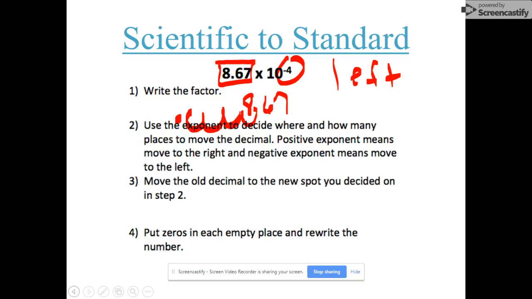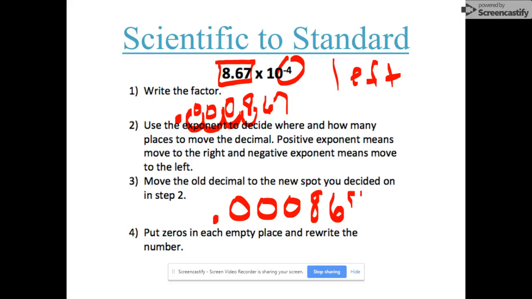So I'm going to go ahead and fill in those 3 empty spaces with zeros. My new number is going to be 0.00867. Notice that my original decimal that was with the 8.67 is no longer there. That decimal literally moved. Think of your decimal as hopping along to the other end.